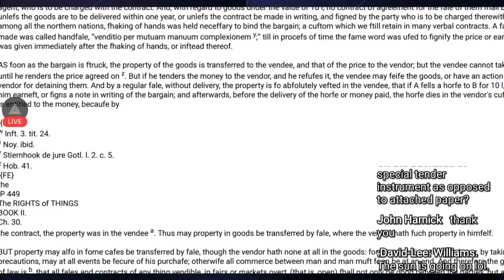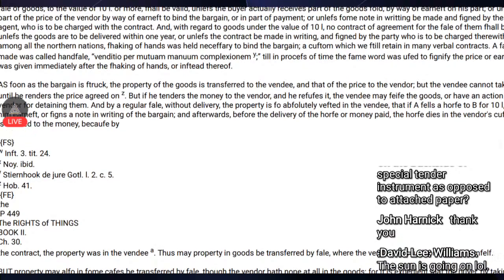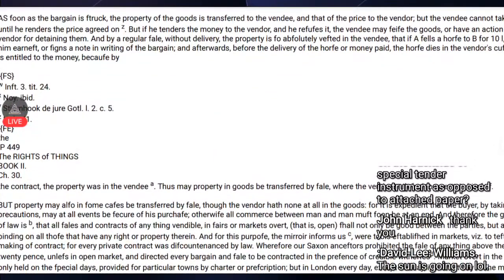But the vendee cannot take the goods until he renders the price agreed upon. But if he tenders the money to the vendor and he refuses it, the vendee may seize the goods, or have an action against the vendor for detaining them. And by a regular sale, without delivery, the property is so absolutely vested in the vendee that if A sells a horse to B for 10, and B pays him earnest, or signs a note in writing of the bargain, and afterwards, before the delivery of the horse or money paid, the horse dies in the vendor's custody, still he is entitled to the money, because by the contract the property was in the vendee. Thus may property and goods be transferred by sale, where the vendor hath such property in it himself.